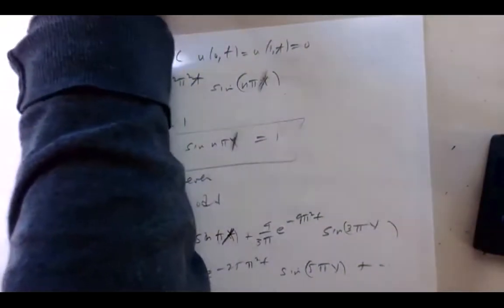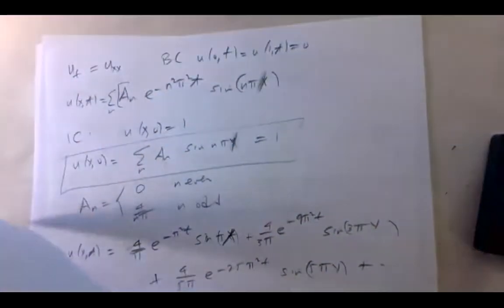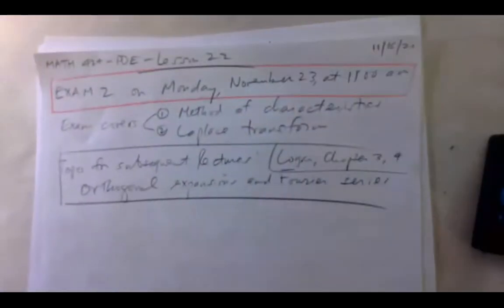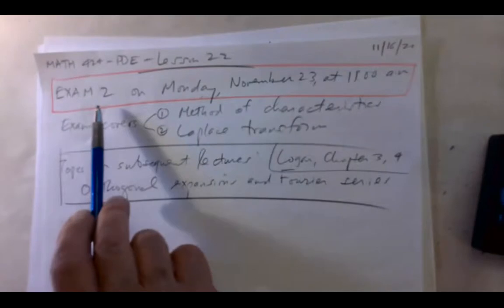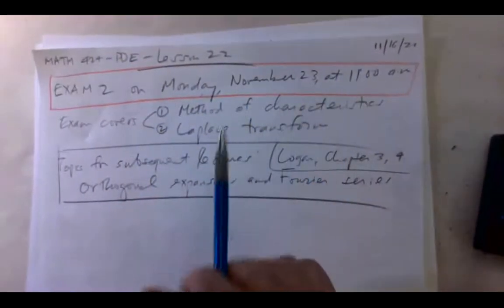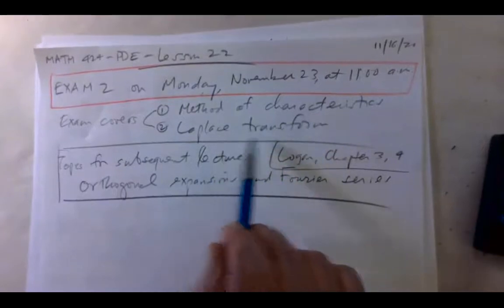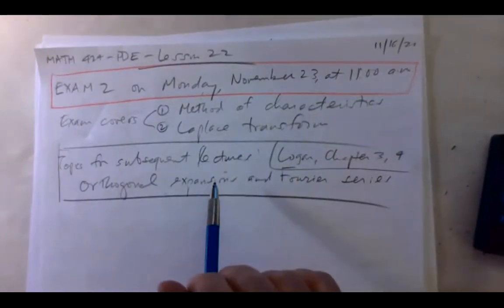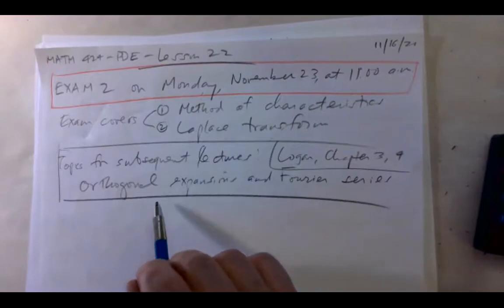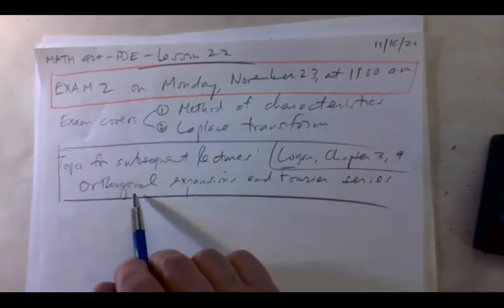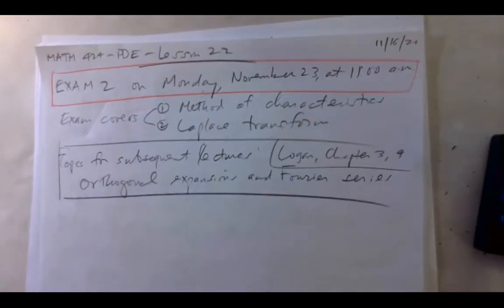Oh, if you came in a little bit late, this is where we are. So exam 2 is a week from today. It's covering mostly the method of characteristics and the Laplace transform. And then subsequently, what we're going to be covering is a little bit what I've been talking about just now, orthogonal expansions and Fourier series in the solutions of partial differential equations. Okay.